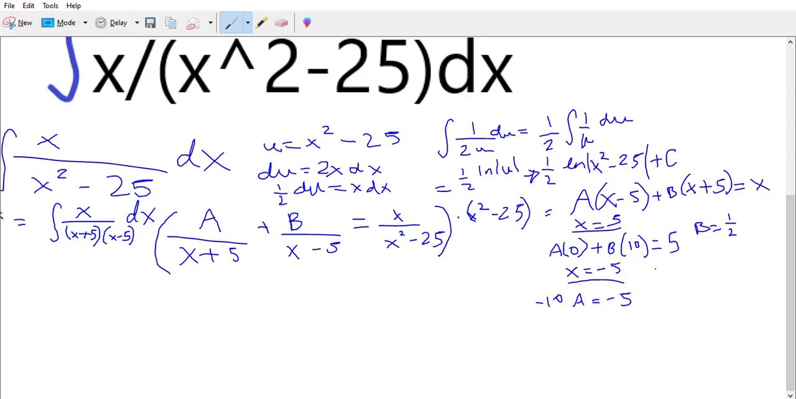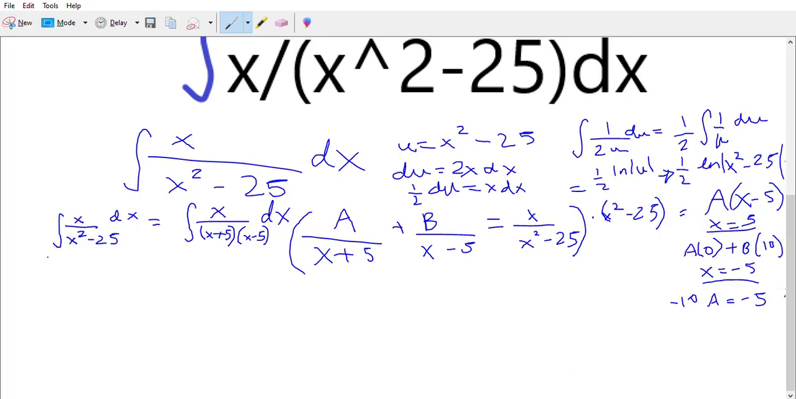I'm skipping some steps, but it's basic math at the moment, or at least it should be basic math if you're watching this video and understanding anything I'm saying, hopefully. So a equals -5 over -10, which is just 1/2 as well. Alright, so a equals 1/2, b equals 1/2.